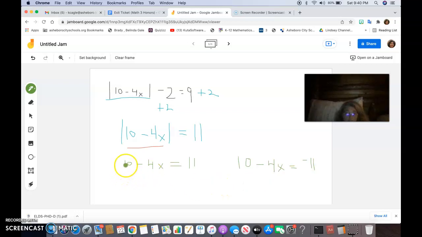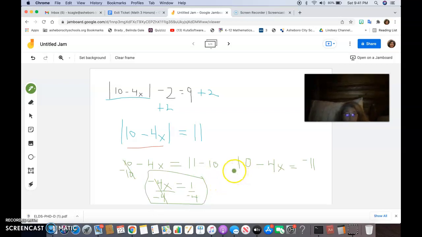So the first thing I'm going to do, because this is a positive 10, I'm going to subtract 10 from this side. That cancels. Minus 10 from this side. So that leaves me with negative 4x. And 11 minus 10 equals 1. Divide by negative 4. Your answer is x equals negative 1/4.